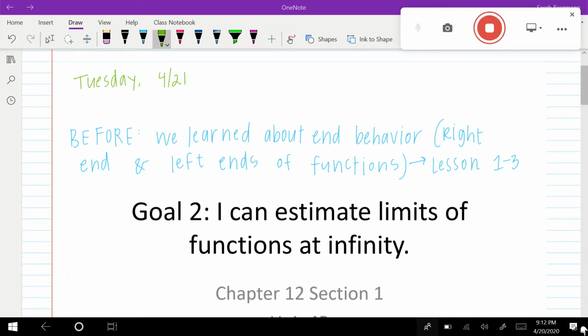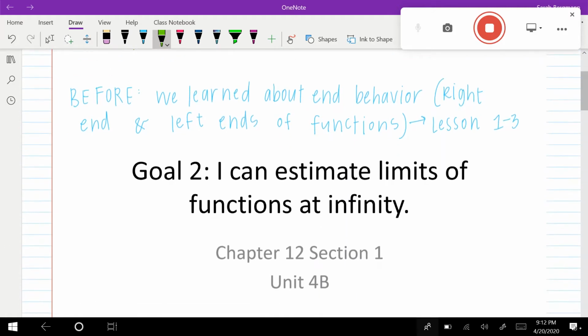Hey guys, today's Tuesday, April 21st. Today we are going to look at Goal 2, estimating limits of functions at infinity.